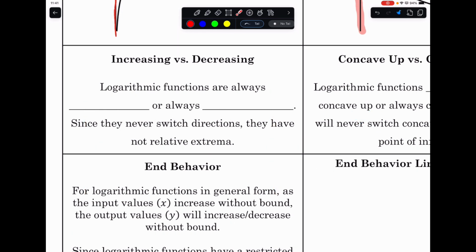Now let's talk about increasing and decreasing. Well, because this function is the inverse to an exponential function, which is a one-to-one function, the inverse is also, again, a function itself. So these functions are either going to always increase or they're always going to decrease. Since they never switch direction, they have no relative extrema.